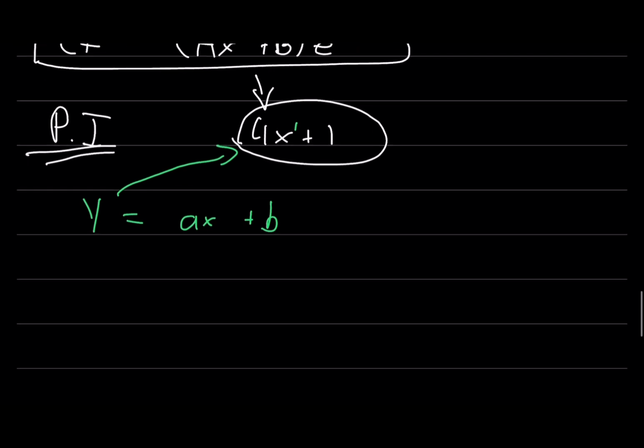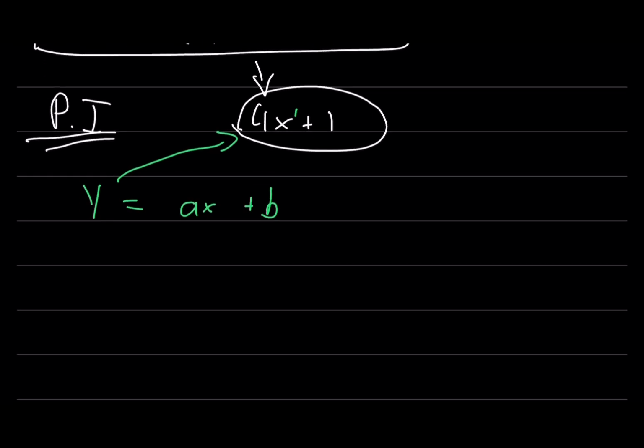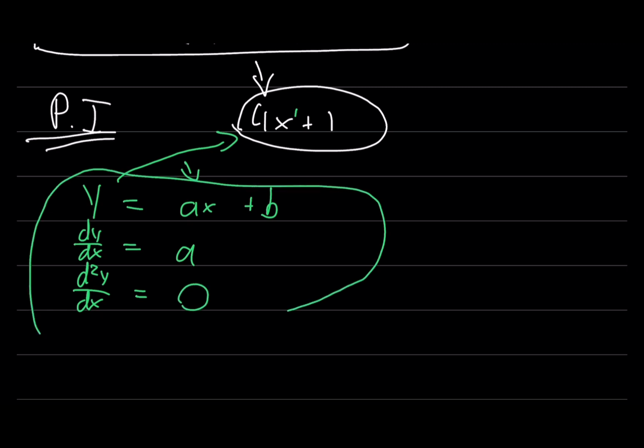And then we're going to say, okay, well, that's cool. What if we find dy by dx? So dy by dx should be equal to a. And then if we find the second derivative, it's going to be equal to 0. And you might be wondering, I didn't explain what the particular integral was because you kind of don't really need to know it.